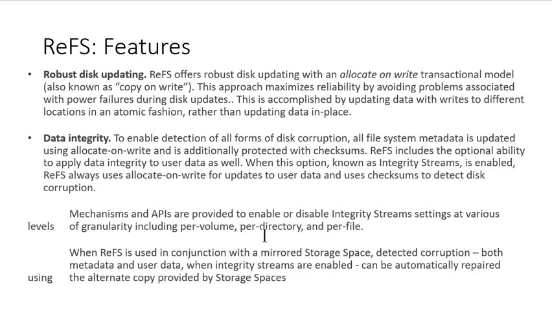Mechanisms and APIs are provided to enable or disable integrity stream settings at various levels of granularity, including per volume, per directory, and per file. When ReFS is used in conjunction with a mirror storage space, detected corruption, both metadata and user data, when integrity streams are enabled, can be automatically repaired using the alternate copy provided by Storage Spaces.